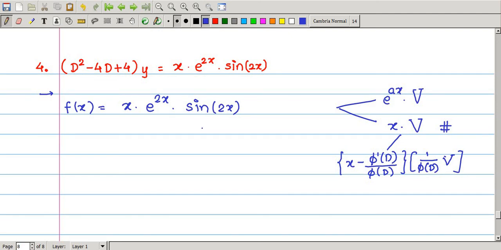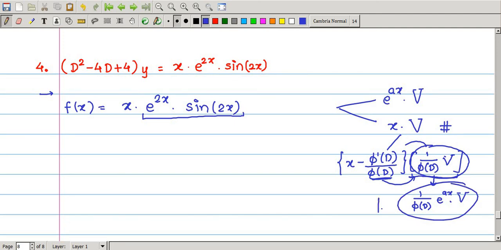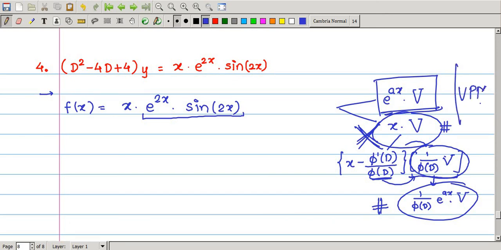Since v is a combination of a product of exponential function and trigonometric function, again for evaluating this part there is the shortcut method formula 1 upon phi of D, e raised to ax into v. After evaluating this part, again we have to apply 1 upon phi of D on it. So there will be a repeated formula. We have to use this at least 2 times. So it is very hectic to simplify this problem by using x into v. So it is better we skip this method of solving. Now we go for the other one.